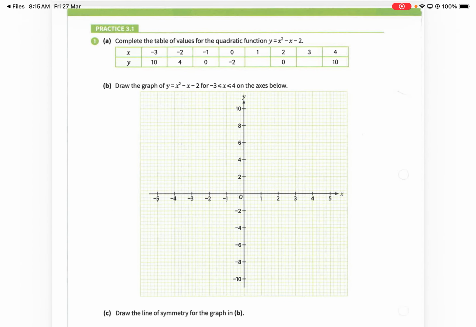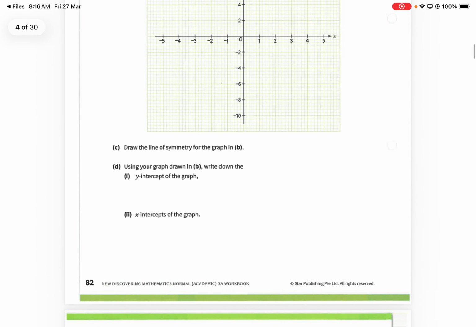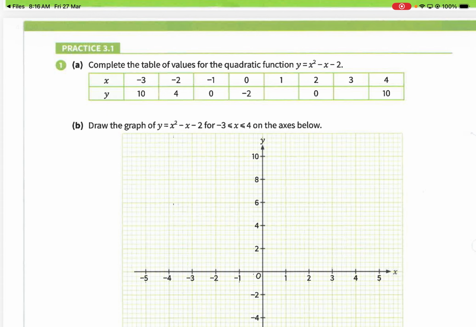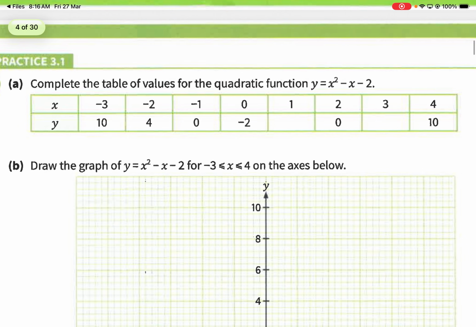Practice 3.1, question 1. Page 82. Oh, very good. Okay, so you can see no difference from straight line one. You will have an equation, you will have a table, and then within this table, this is the corresponding value vertically. When x is negative 3, y is 10. When x is negative 2, y is 4. When x is negative 1, y is 0. When x is 0, y is negative 2.